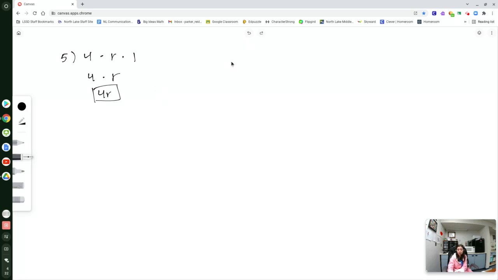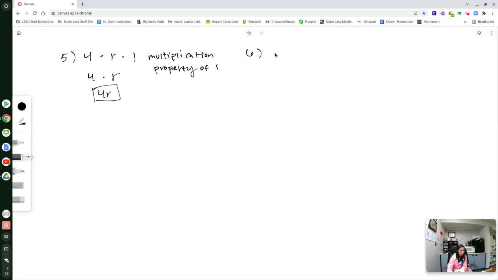So that's something we may have already known, that when you multiply a number by 1, the answer is just itself. Anything times 1 is itself. But you may not have known it does have a name. It is called the multiplication property of 1. It tells you what happens when you multiply by 1. Anything times 1 is just itself.